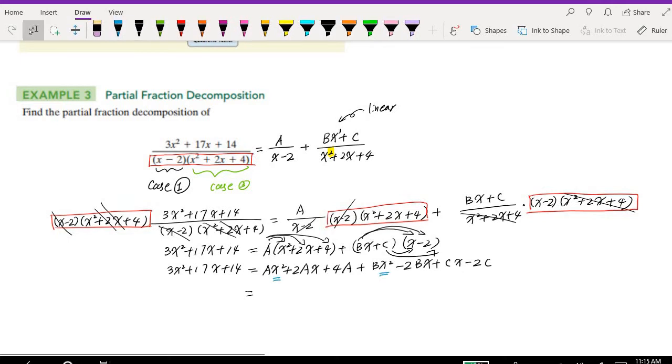We're going to leave the left side alone. We're just going to bring it down. And so here we're going to collect like terms. We're going to have a plus b, and then have an x squared. So then we're going to collect the like term for x.